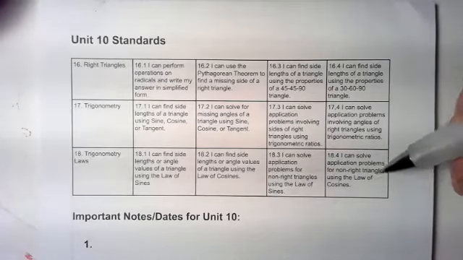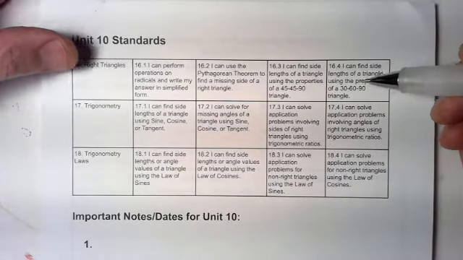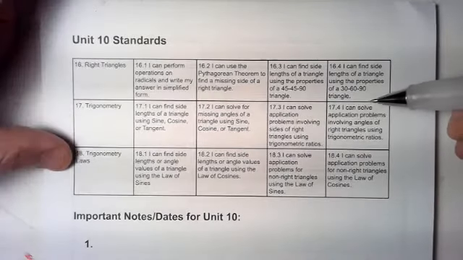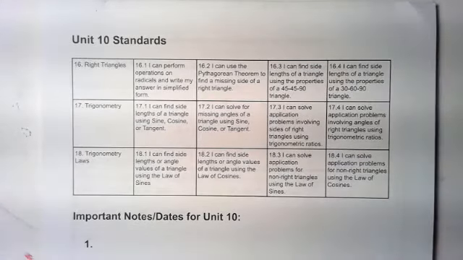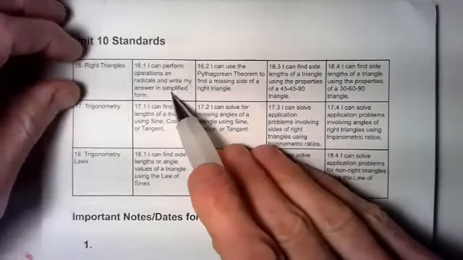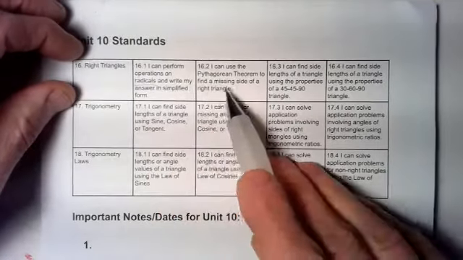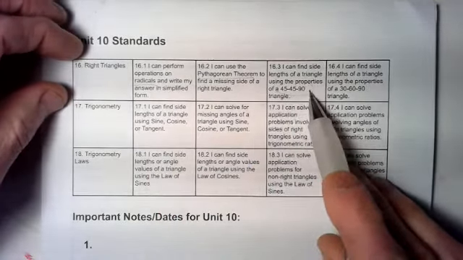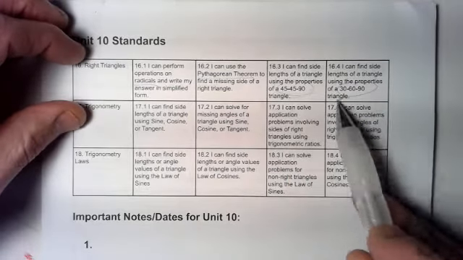We've got our Unit 10 standards here at the beginning of our Unit 10 packet. We got standards 16, 17, and 18, and this unit is going to be all about trigonometry. Trigonometry is going to start out with radicals, and then we're going to move on to the Pythagorean theorem, and then we'll do special triangles, 45, 45, 90-degree triangles, and 30, 60, 90.